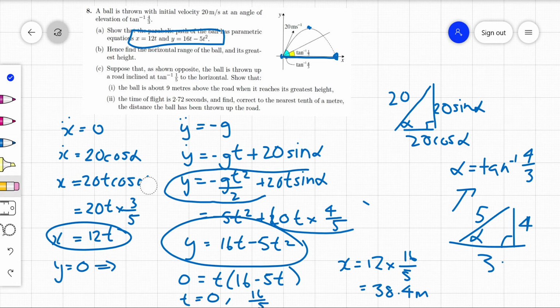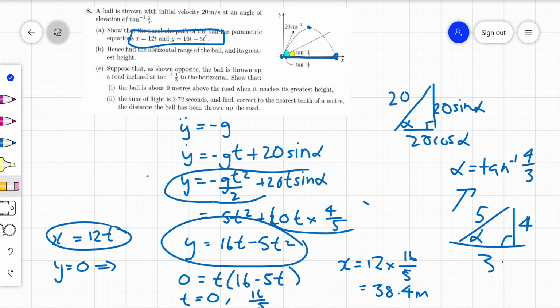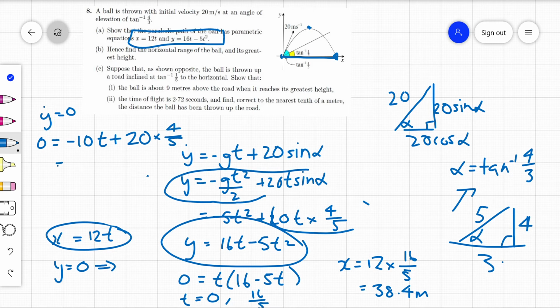So if I go back to y dot, which is this one here, we want to make it 0. So we've got 0 equals minus gt, so that's minus 10t, remember gravity is 10, and we've got 20 lots of sine alpha, which was the 4 on 5. So we've got minus 10t plus 16 equals 0, so you can see t is going to be 16 divided by 10, so 1.6 seconds. So that is the time that the greatest height is going to occur.